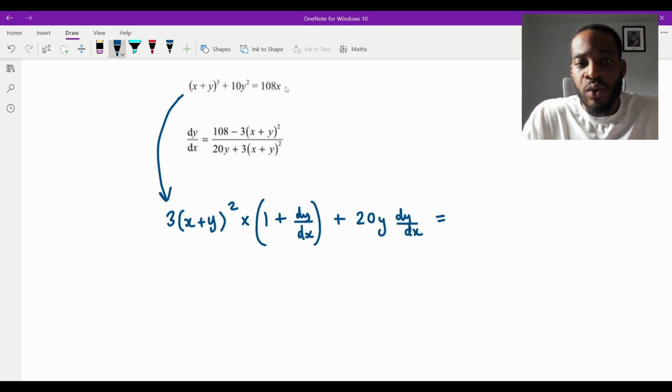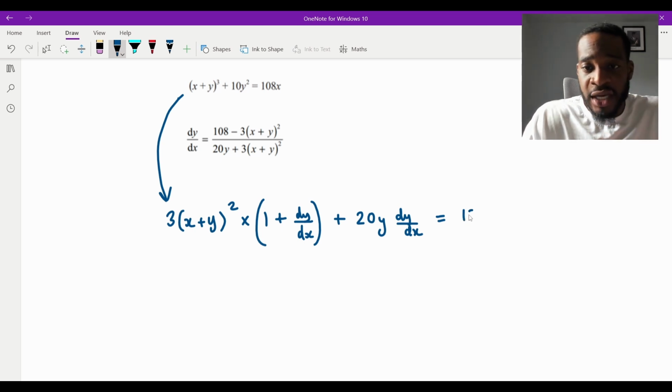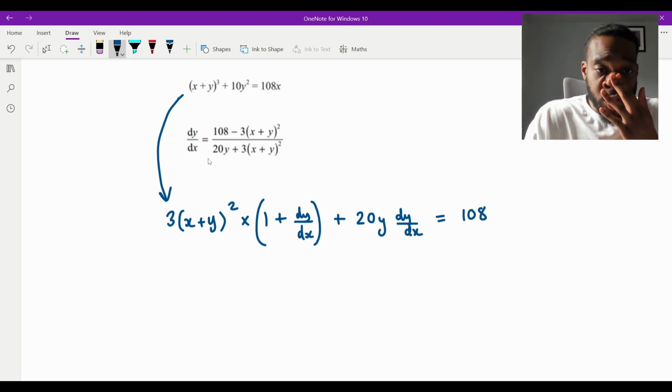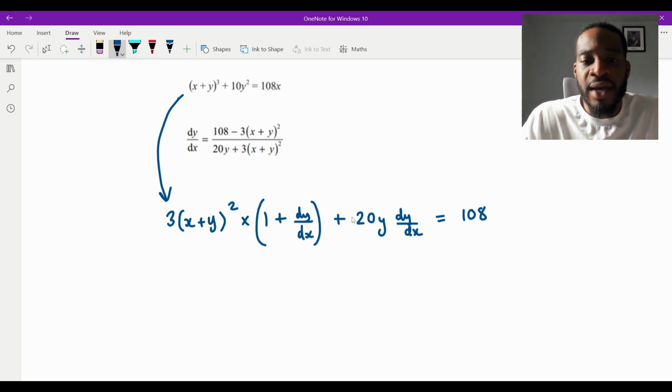And then this is going to equal, differentiate 108x will just be 108, isn't it? So I get that there. Now I need to show that I get that. So I need to figure out what dy dx is, or make dy dx the subject. Instead of expanding all of this, you don't need to do this. Just treat this as one term, and I'm going to expand this bracket here.